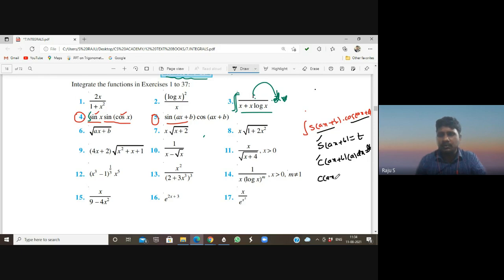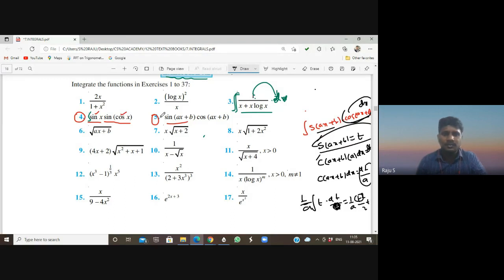So finally, cos of ax plus b into dx is equal to dt by a. So now we have this, and finally the integral of t into dt by a. This 1 by a you can take outside. So the integral of t dt is nothing but 1 by a times t square by 2 plus c. At last, you can replace t by sine of ax plus b. This I am giving as homework. You can try to do that.